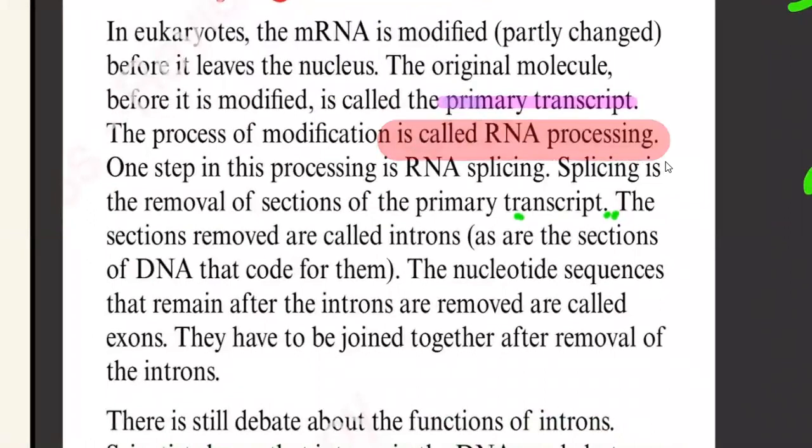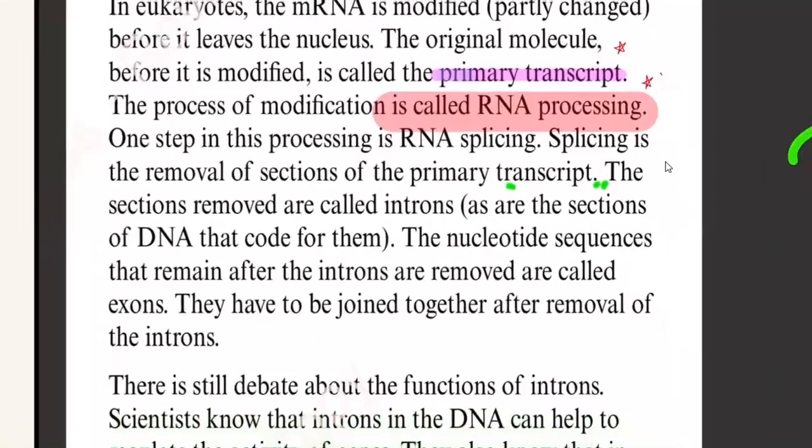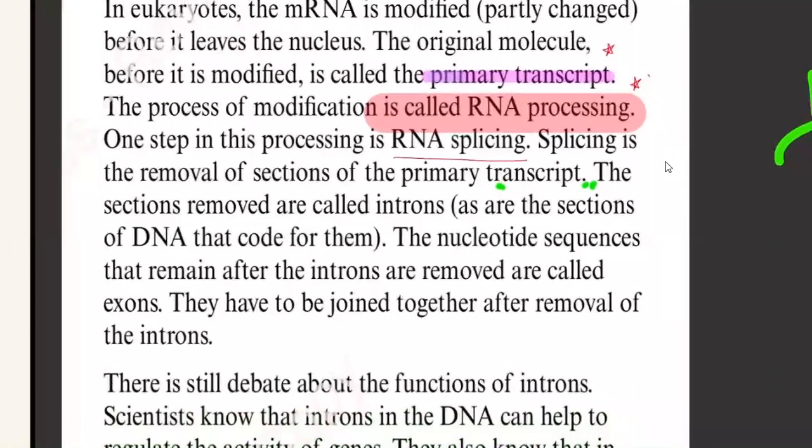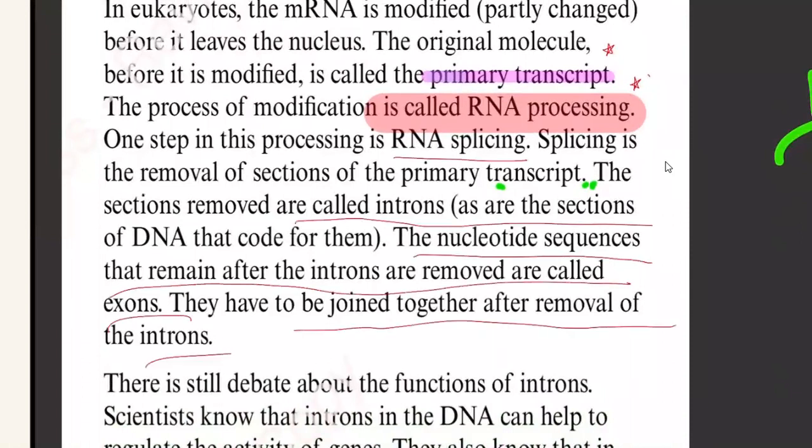Okay, so I'm just putting a star on these keywords. You need to know them. One step of this processing is known as RNA splicing. So we are splicing it, we are removing sections, we're actually snipping up the unwanted RNA. Okay? The sections which we snip or remove are known as the introns. The nucleotide sequences that remain after the introns are removed are known as exons, and they have to be joined together after the removal of introns.